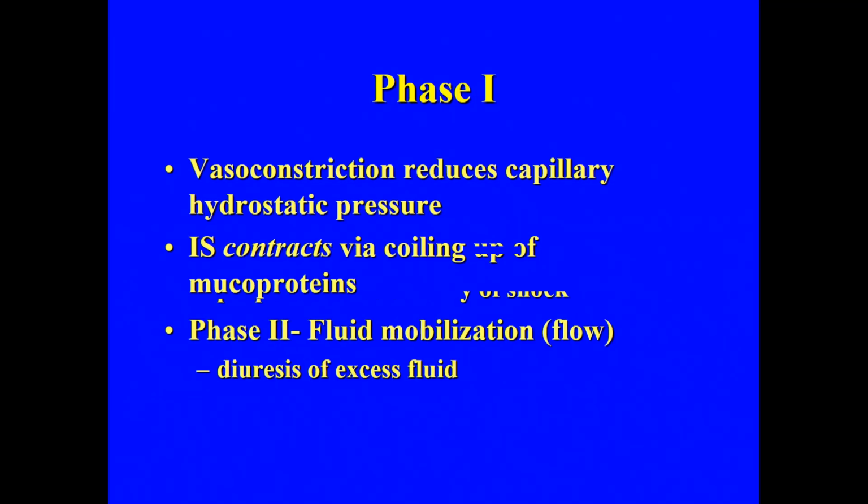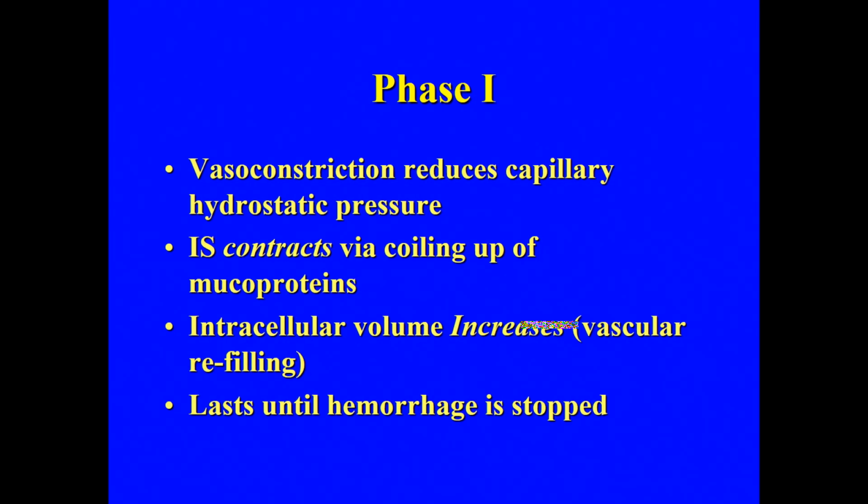During phase 1 of shock, vasoconstriction and compensation reduces capillary hydrostatic pressure. In response, the interstitium contracts via coiling up of the mucoproteins, and intravascular fluid volume increases. This is the phenomenon of vascular refilling from the interstitium. The interstitial compartment decreases in an effort to maintain the homeostasis of the circulating fluid volume. This lasts until the hemorrhage is stopped.